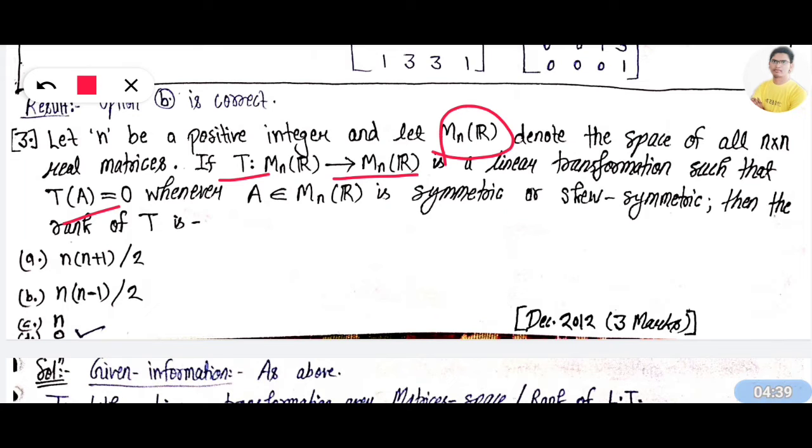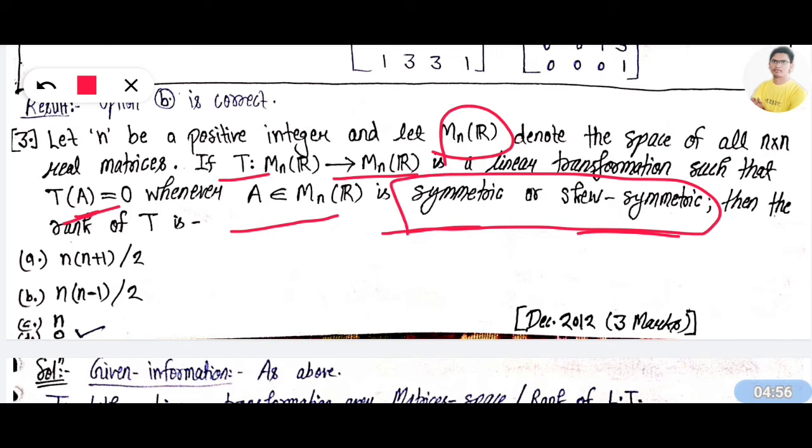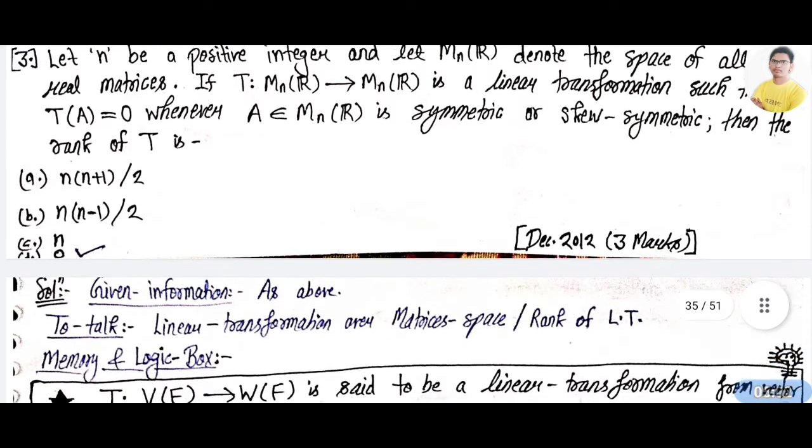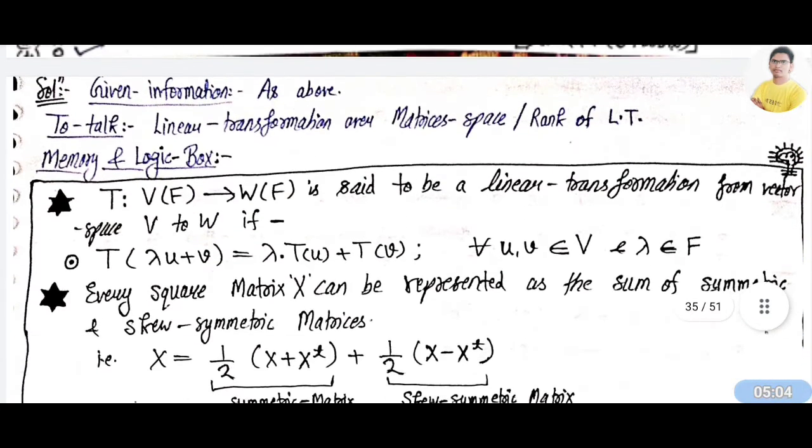When we are dealing with such problems, we have to talk about an n cross n real matrix, and we know that this transformation is going to map all those matrices which are symmetric or skew symmetric to 0. When these two words, symmetric or skew symmetric, appear together, then a theorem must flash in your mind, a standard result of matrix theory. I have already written it, so I will read from here.